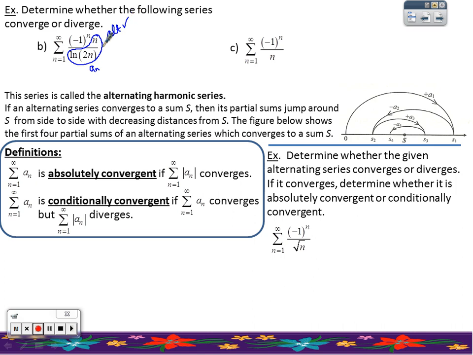Is this decreasing? n over ln 2n. Now that's a little bit harder to tell. So before I go to that extent to try to figure out whether that's decreasing or not, let's look at the limit going to infinity first. If the limit isn't 0, there's no sense in us spending time trying to figure out if this is decreasing in magnitude. If I take the limit as n approaches infinity of n over ln of 2n, what is that limit going to tend to?